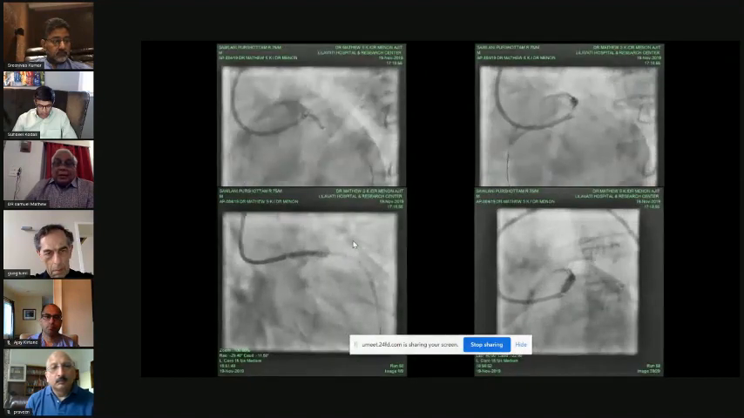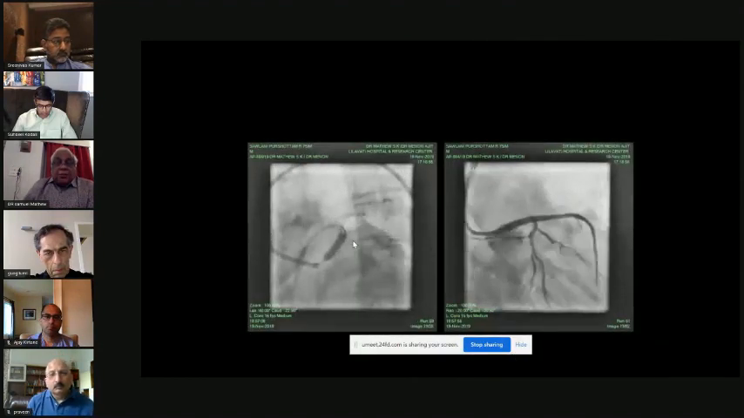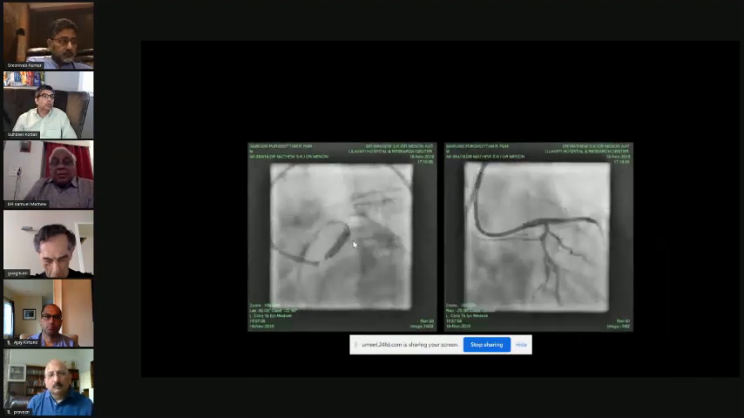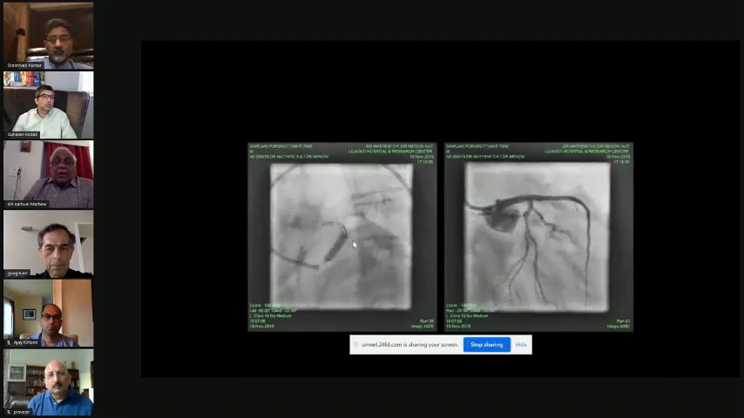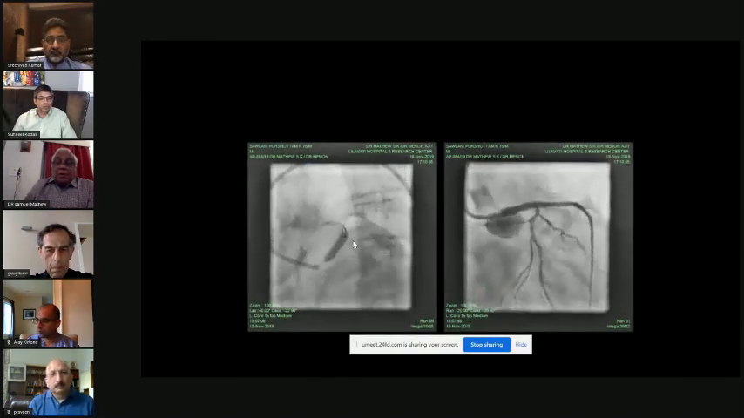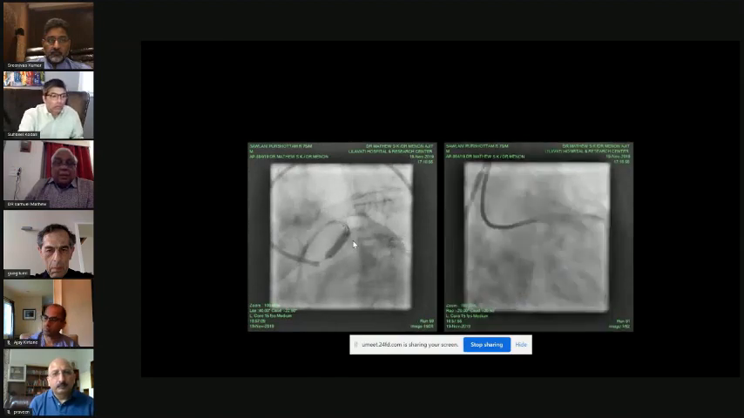This is the final result. So in such cases, unless we are able to establish a good antegrade flow, I would strongly recommend that the patient should not be attempted with PCI.